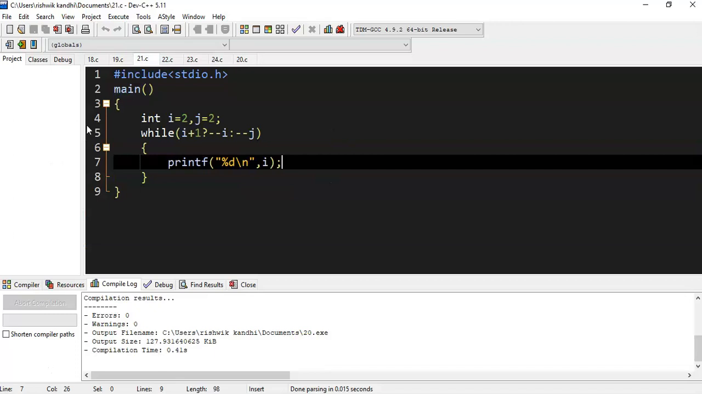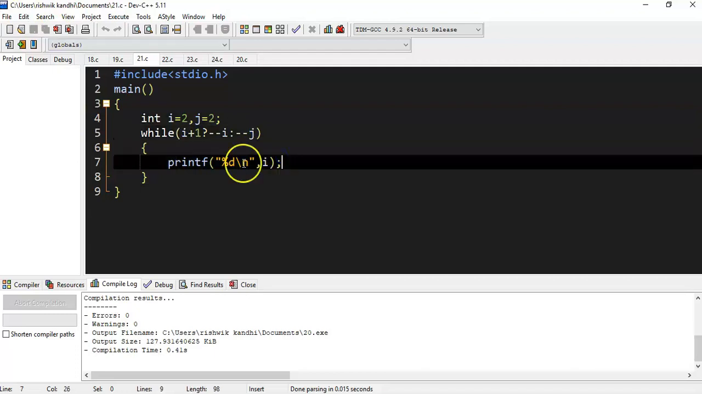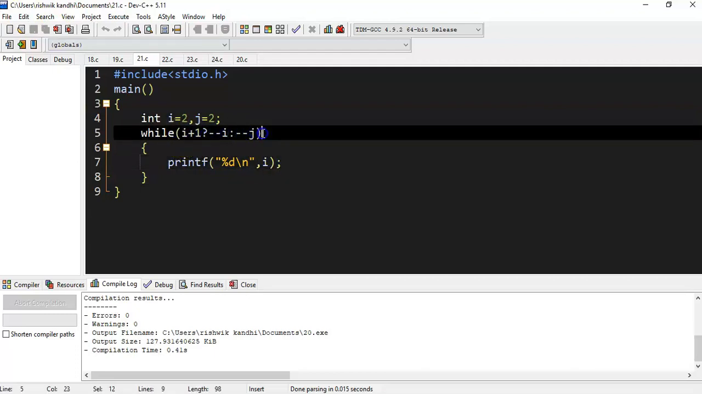Here I have taken two variables, int i equal to 2 and j equal to 2. And in the while loop condition part, I have taken a conditional expression, that is, using the ternary operator. I have taken some expression that is valid and you can take that.